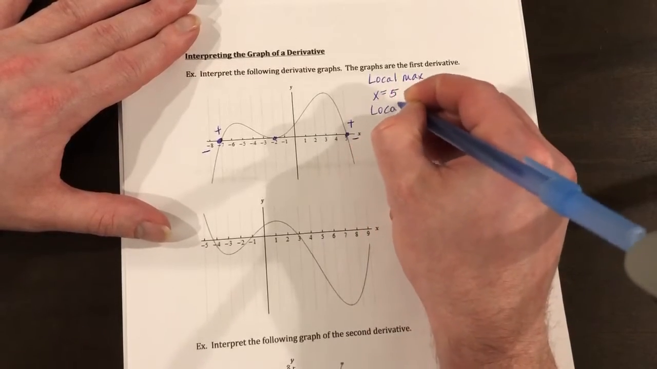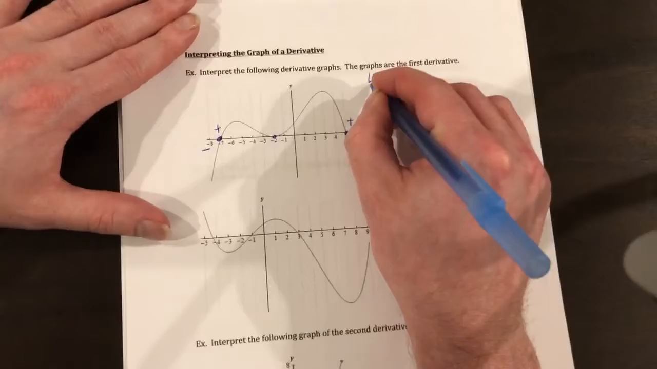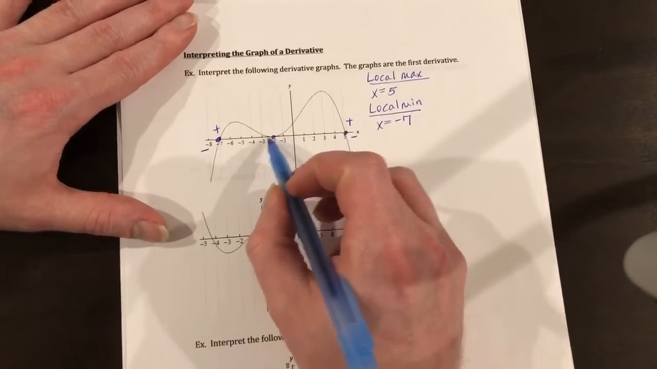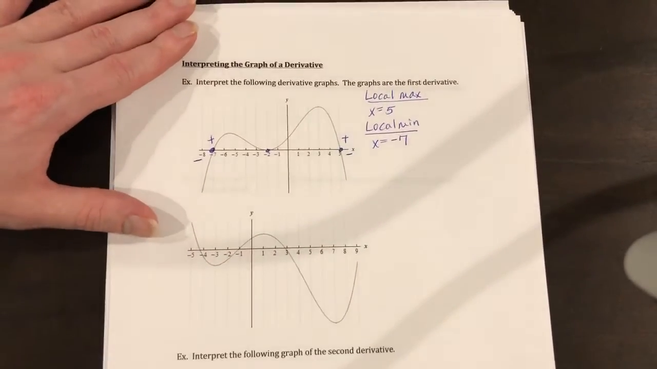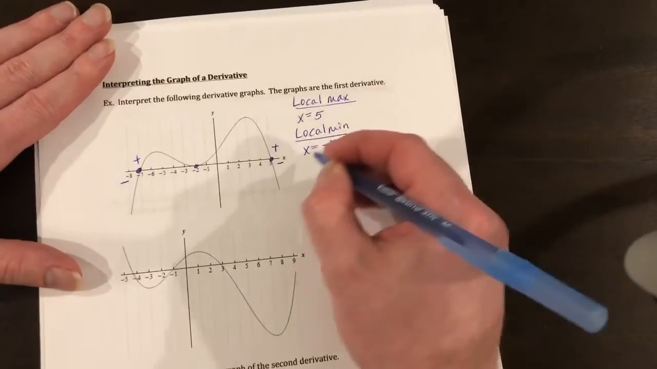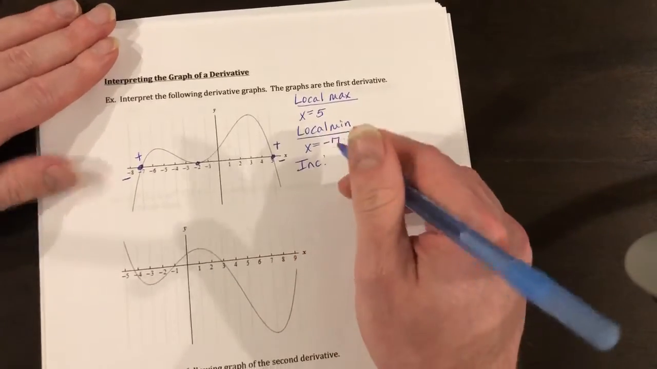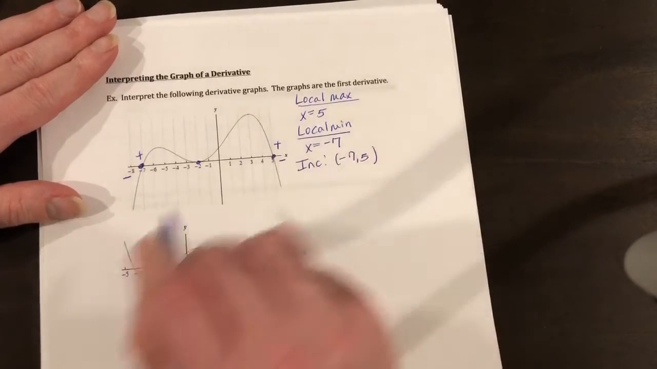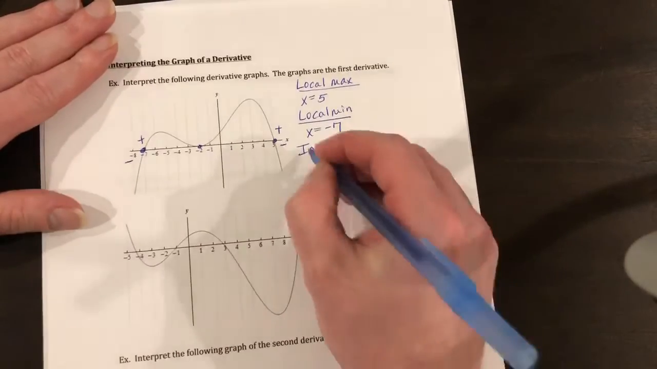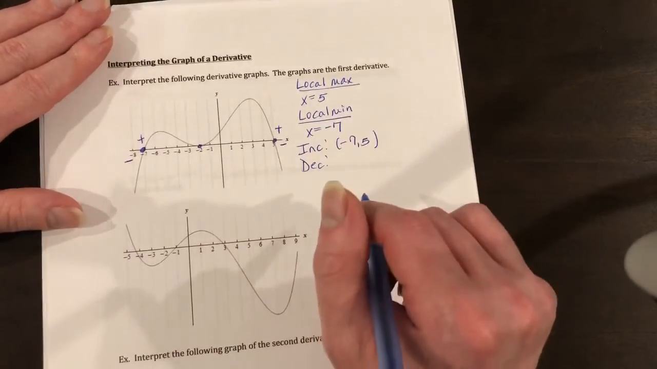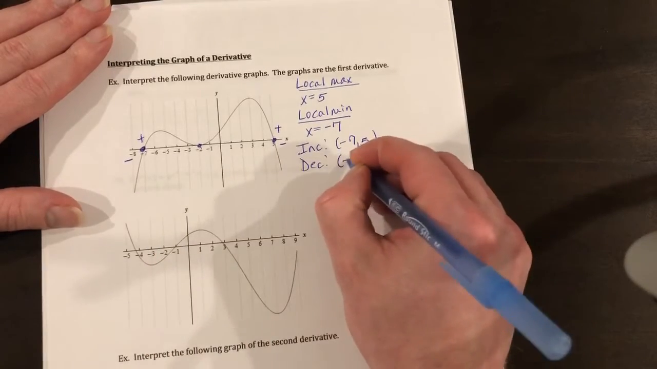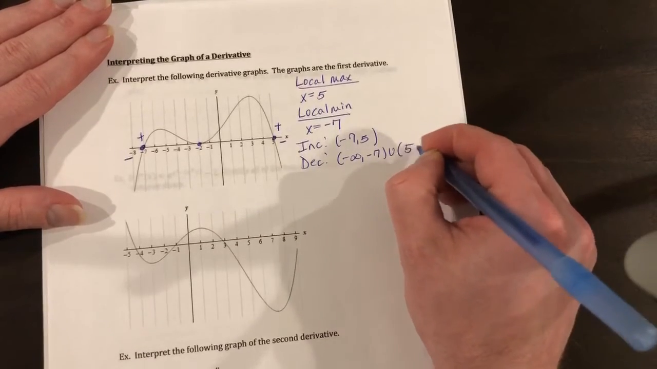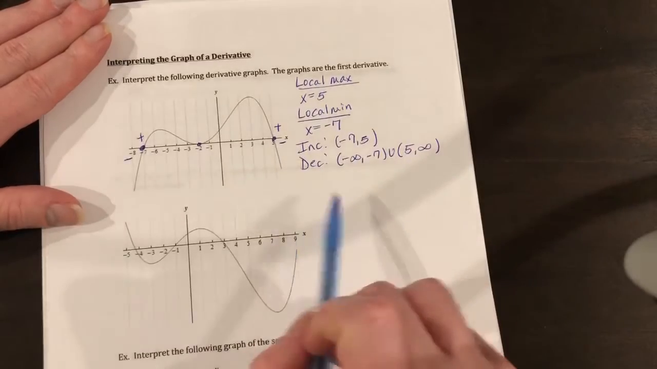I have a local min at x is equal to negative 7. Now, this doesn't change sign, so it's not a local max or a local min. This thing is increasing where we have positive y values. So this thing's going to be increasing from negative 7 to 5, okay, all the way out there. And it's going to be decreasing from negative infinity to negative 7 in union with 5 to infinity, okay? So that's negative y values.